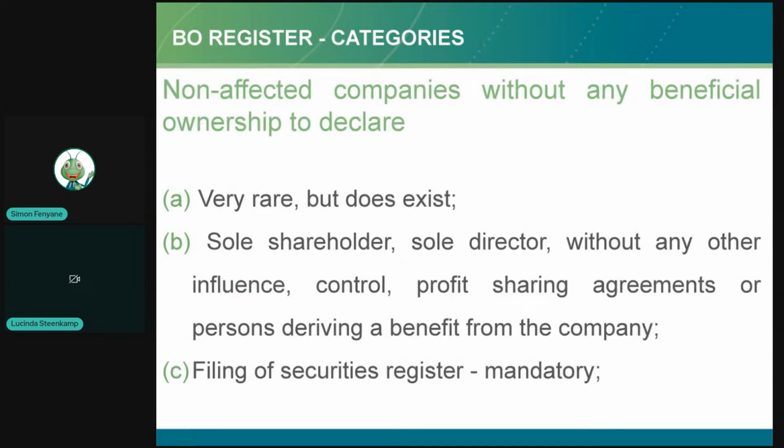Where we have non-affected companies without any beneficial ownership to declare, this is very rare, but it does exist and we have to provide for it. Where you have the sole shareholder of a company who is the sole director without any other external influence or control, there's no profit sharing agreements in place and there are no other persons deriving any benefit from this company, then this is the category that will be selected, but the filing of a securities register of the sole shareholder is still a mandatory document that must be submitted.